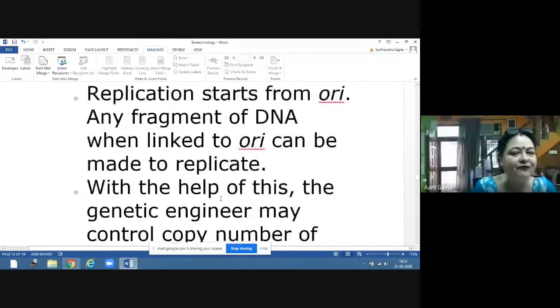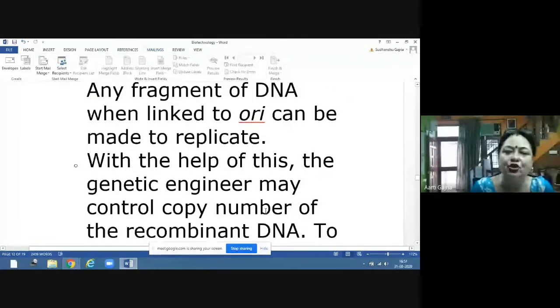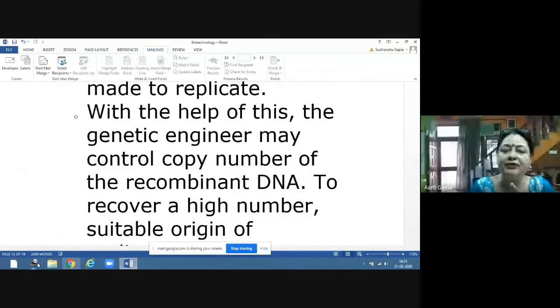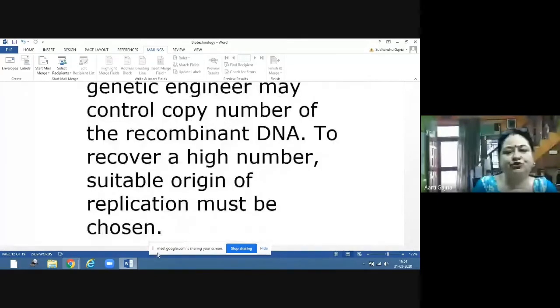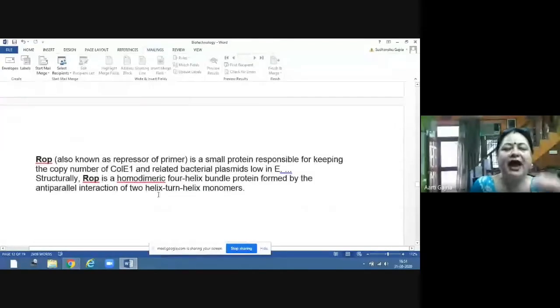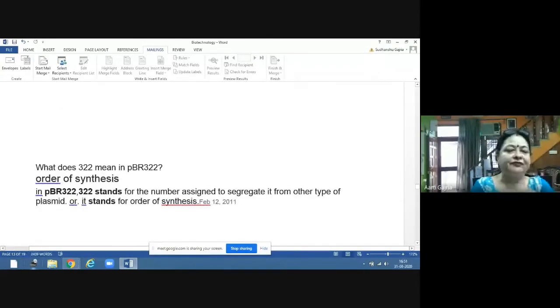Now, with the help of this, the genetic engineer may control the copy number of the recombinant DNA. The copy number of the recombinant DNA depends on the origin of replication and ROP. To recover a high number, a suitable origin of replication must be chosen. Now, what is ROP? ROP is also known as repressor of primer, and it is a protein which is responsible for keeping the required copy numbers. Now, 322 is the code. What is 322? 322 is the code number.